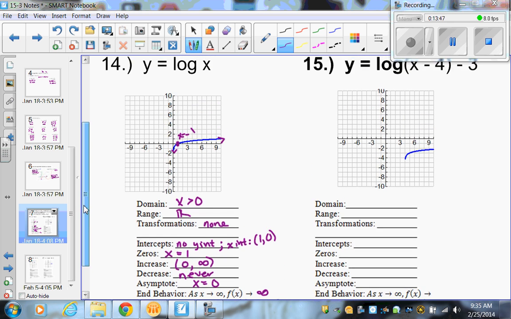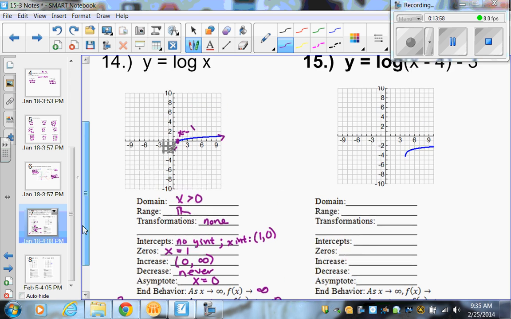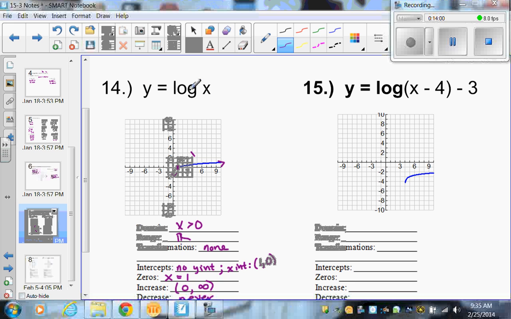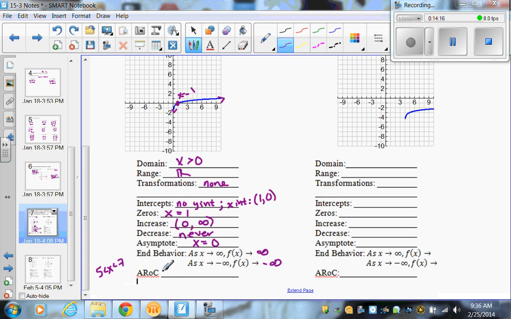Average rate of change, it said between 5 and 7. So what we're going to do here is I want you to pause the video. I want you to go to your y equals and type in the log, and then you have a set of parentheses. So you're going to type in x and close the parentheses. And then I want you to go to your table of values. When you go to your table and scroll down to when x is 5, you should have the number 0.69897.